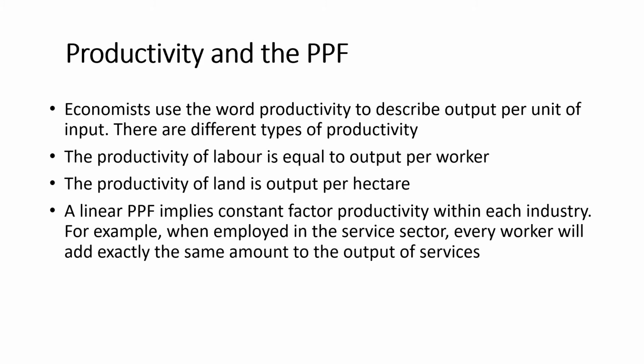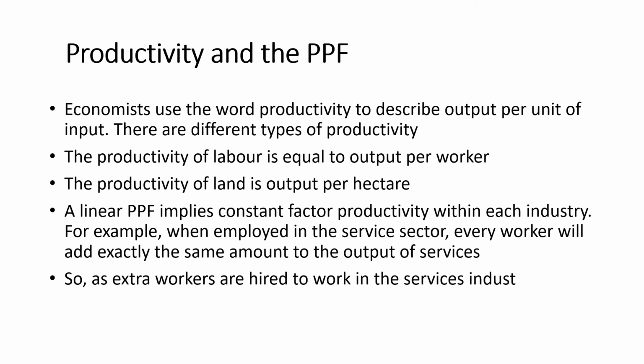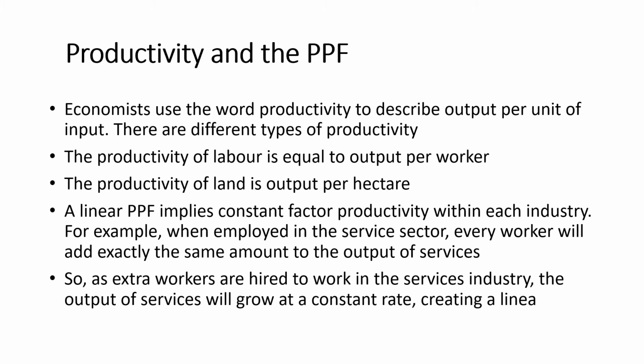A linear or a straight-lined production possibility frontier implies constant factor productivity within each industry. For example, when employed in the service sector, every worker will add exactly the same amount to the output of services. So, as extra workers are hired to work in the services industry, the output of services will grow at a constant rate, creating a linear production possibility frontier.